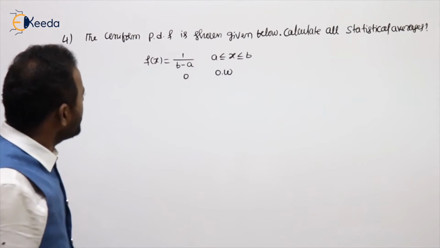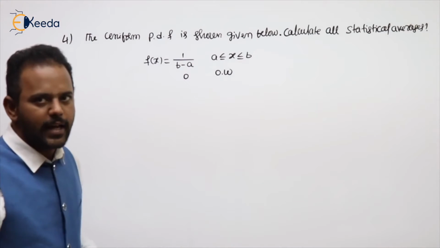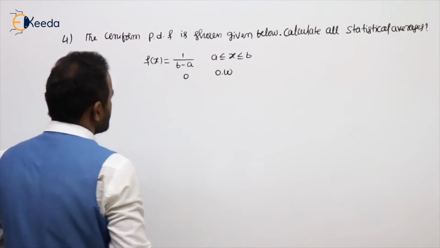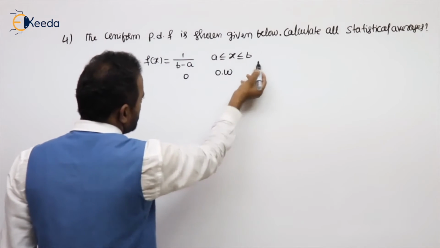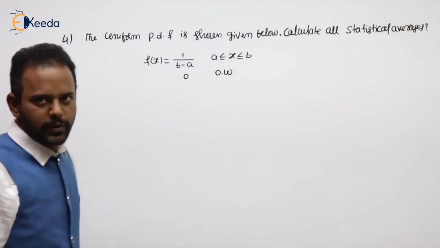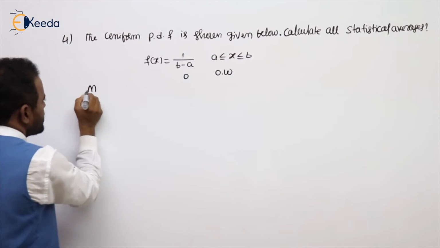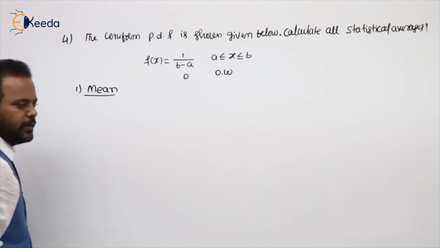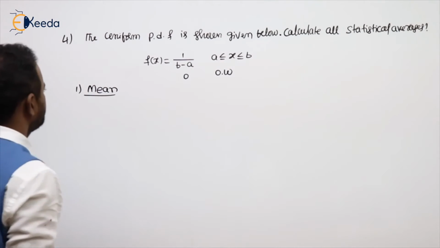See the problem. The uniform PDF is shown given below. Calculate all statistical averages. What is the uniform PDF given? F of x equal to 1 by b minus a, lies between a to b, 0 otherwise. We already know about the uniform PDF. Calculate all statistical averages, meaning, students, calculate mean, mean square value, variance, standard deviation.